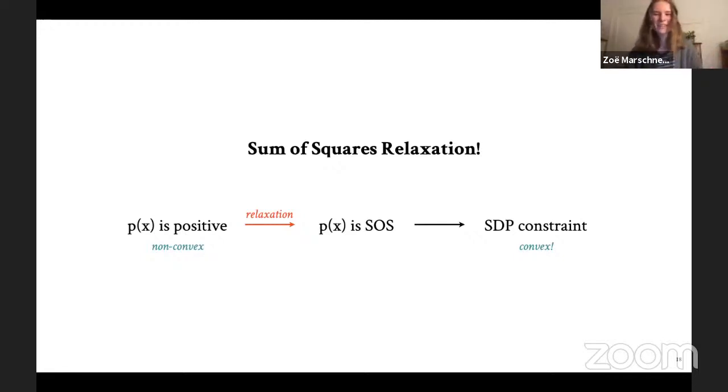Okay, so now I'm going to talk a little bit about how we can make our polynomial inequality constraint easier. This can be done by sum of squares relaxation. So here's a quick outline of that. We start with the polynomial p of x, which we want to be positive over some space. And this is a non-convex constraint. Then we can relax this to the constraint that p of x is SOS, which I'll show is actually the same as just an SDP constraint, which is convex.